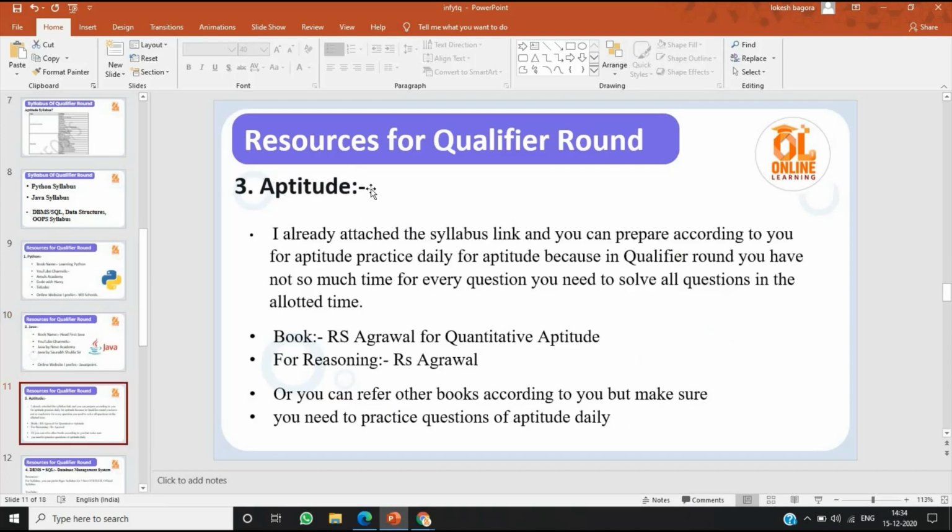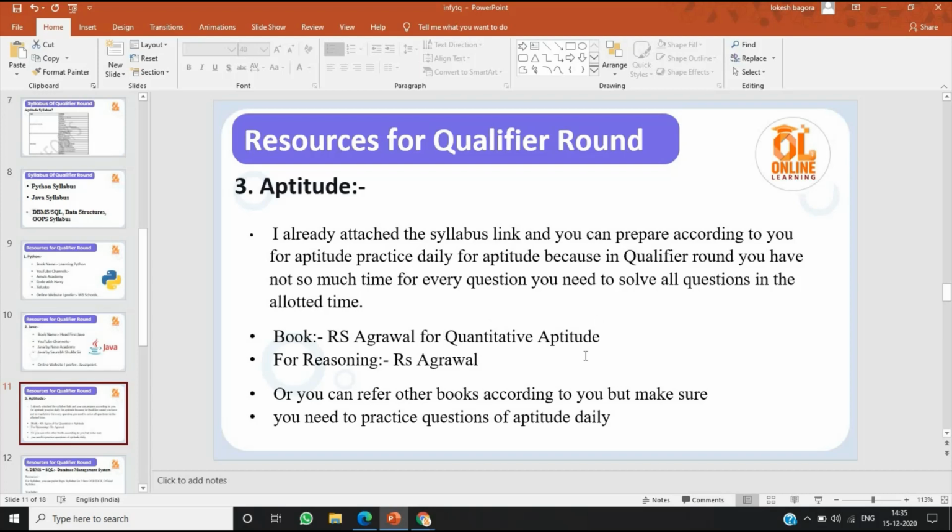So friends, now the aptitude section. For the aptitude section, I do not prefer many resources, I just practiced questions from R.S. Agrawal sir's book for quantitative aptitude, and for reasoning I also prefer R.S. Agrawal sir's book, because I already attached the syllabus link. You can prepare aptitude with daily questions. But for the qualifier round, you do not have much time for every question. You need to solve all questions in the allotted time.